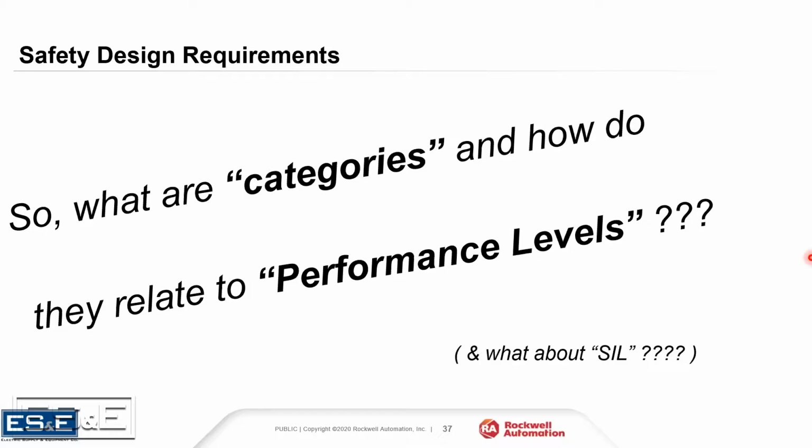For years, in the United States here, we've used EN954, which has given us categories. More recently, over probably the past 8 to 10 years, we've been introduced to something called performance levels, which comes from the standard Eric showed earlier, 13849. And then also a lot of us are familiar with safety integrity levels, or SIL levels, as we like to call them. And so we're going to dive just a little bit into how they relate to one another.